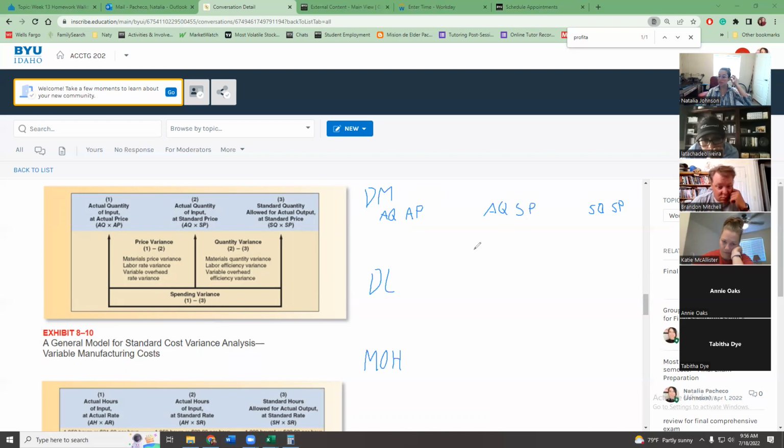But for direct materials, remember that if they bought direct materials but they didn't use all of them, then there's gonna be 2 columns right here, with this one being what they purchased, and this is what they used.